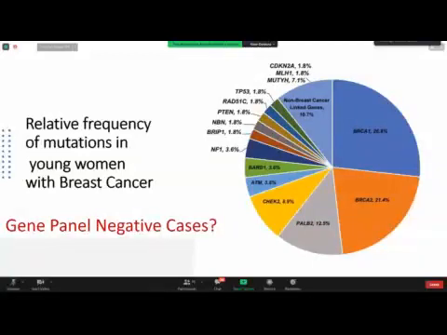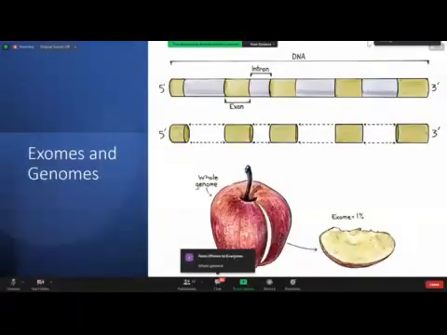अभी हमने बात की थी gene panel negative cases. So what will we do with the gene panel negative cases? Whole exome हम पहले जाएंगे.